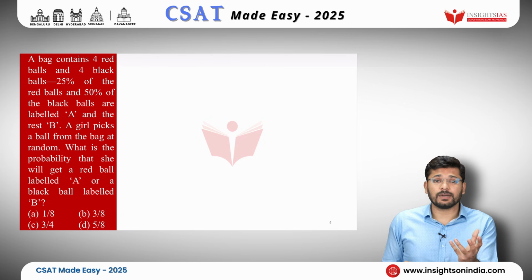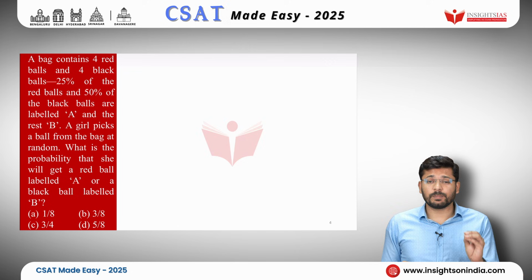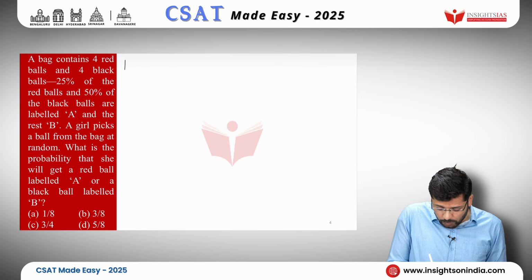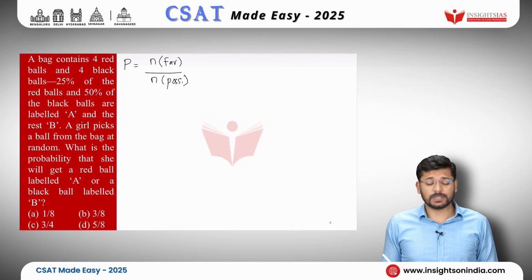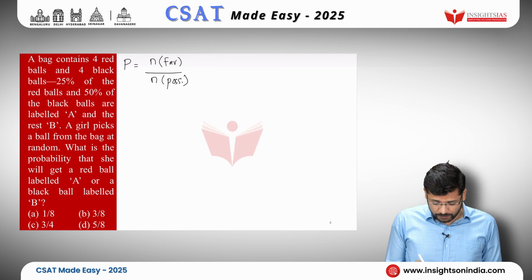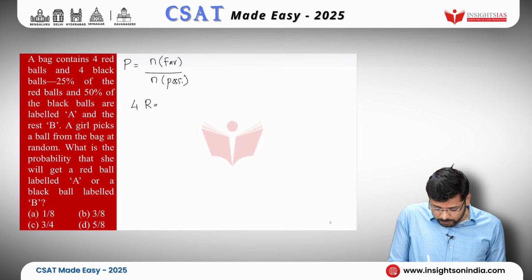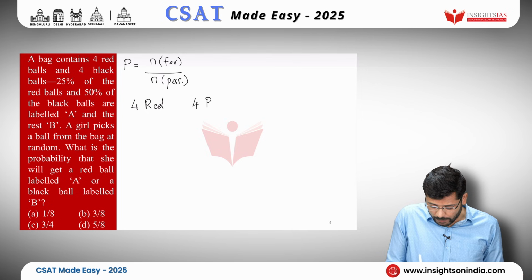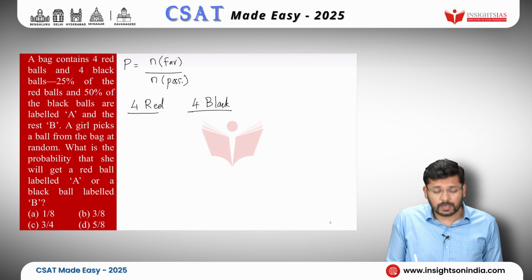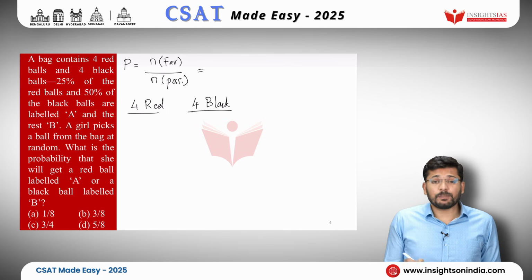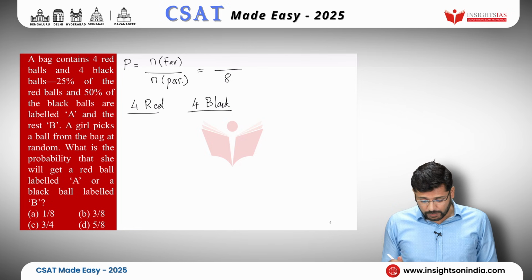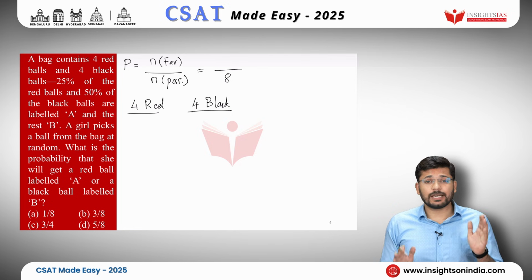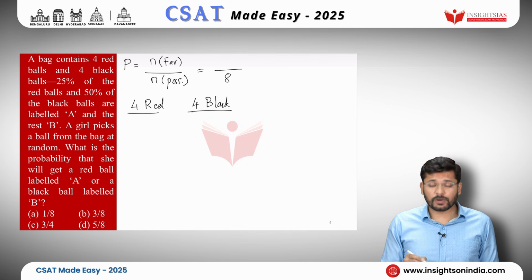Now, they made the question a bit more tricky. It is okay. Our concept remains same. Our formula still remains same. What is our formula? Probability is equal to number of favorable outcomes divided by number of all possible outcomes. So, how many possible outcomes are there? How many balls are there? That many possible outcomes are there. So, there are 4 red balls, right? 4 red balls and there are 4 black balls. So, there are totally 8 balls. So, she might pick any of them. So, the total number of possibilities is 8.